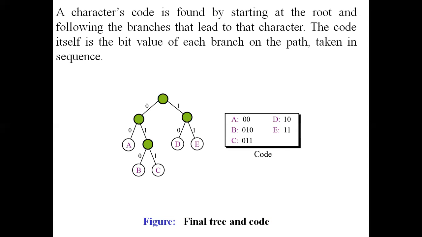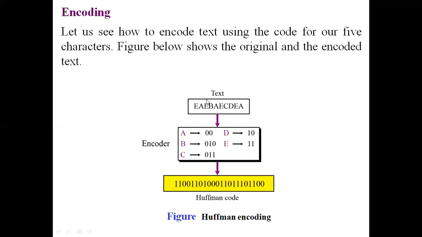Now how do we perform the encoding and decoding? In encoding, whatever the character is, we replace the character with its value, like E has value 1 1, A has value 0 0, so we represent it by 0 0. Then next E again we have the value 1 1. In a similar way this continues.